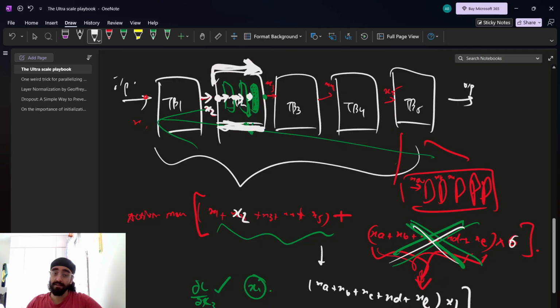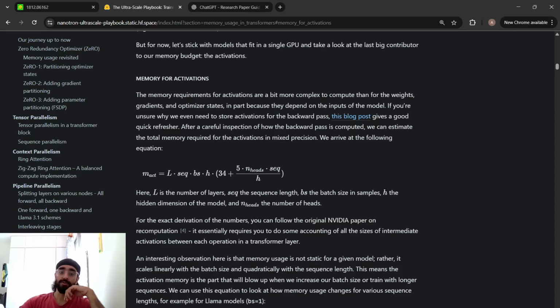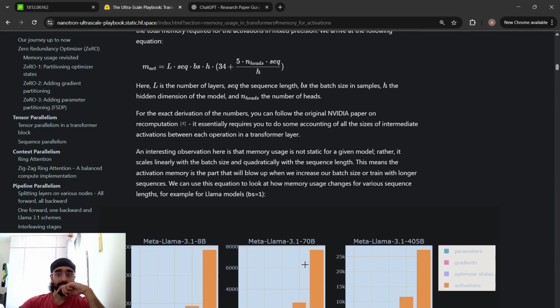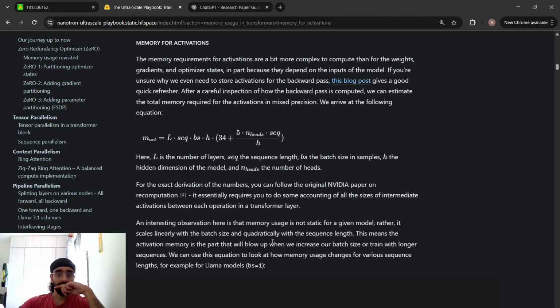However, you can imagine that there is some computational overhead because you're doing the forward pass for each transformer block again. So you're trading computational time for memory. You're saving memory, but you're trading computational time in activation recomputation. For the exact derivation, you can follow the original NVIDIA paper on recomputation. Oh, so they assume activation recomputation.